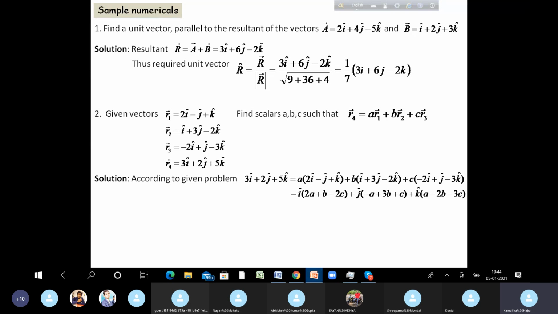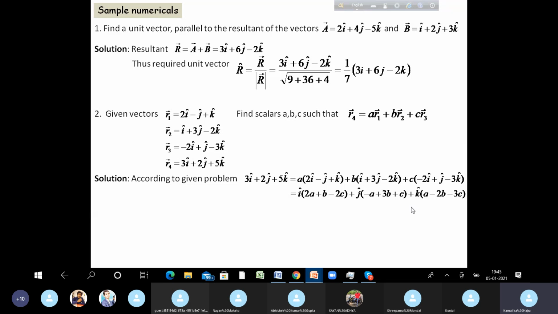All right. So if you take i cap outside, then you are left with 2A plus B minus 2C. If you take j cap, then you are left with minus A plus 3B plus C. And if you take k cap, then you are left with A minus 2B minus 3C. All right. So what we have done, we have gathered the coefficients of i, j and k.